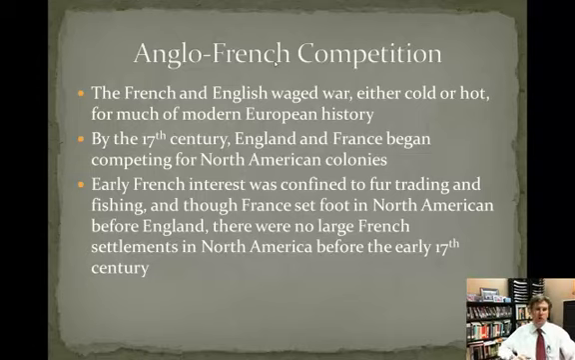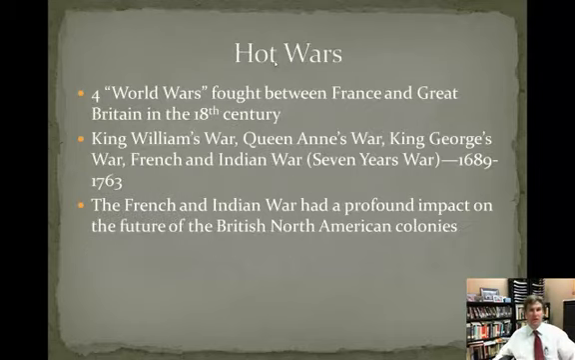So early French interest was confined to fur trading and fishing, and though France set foot in North America before England, there were no large French settlements in North America before the 17th century. In fact, in 1608, you had Quebec. Now, eventually, you're going to get hot wars, which are wars that you're actually fighting.